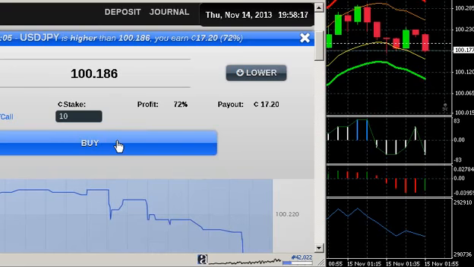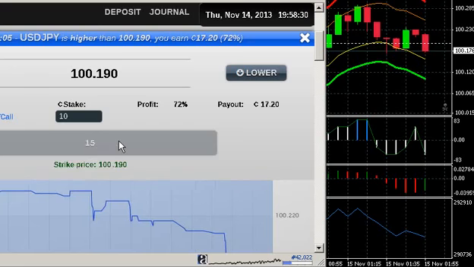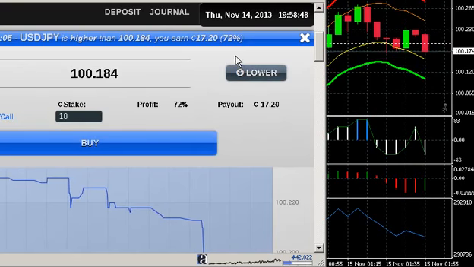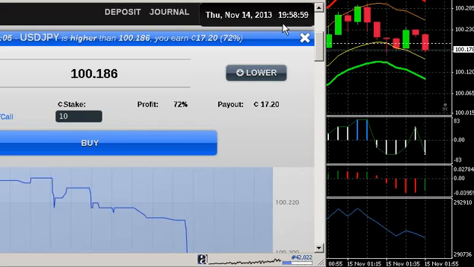We have a little time left to get in, so there's not really much of a hurry, but we're gonna go ahead and take it. And let's talk a little bit about what we just did. We just took a trade saying the market will go up inside of the next close of the 10 minutes.